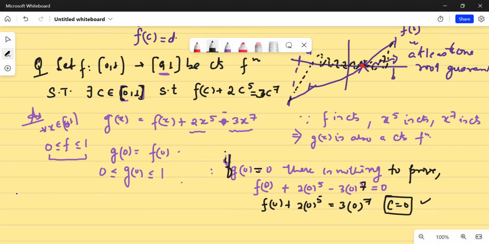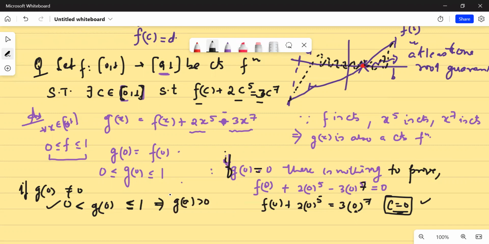And if g(0) is not equal to 0, then clearly g(0) will lie between 0 and 1 only, excepting 0, because if g(0) is 0, then there is nothing to prove. If g(0) is 0, that implies f(0) plus 2 into 0 to the power 5 minus 3 into 0 to the power 7 would be 0, or in other words, c is equal to 0, satisfying this particular equation. But if g(0) is not 0, then g(0) would lie between 0 and 1, or in other words, g(0) is positive, simply greater than 0.